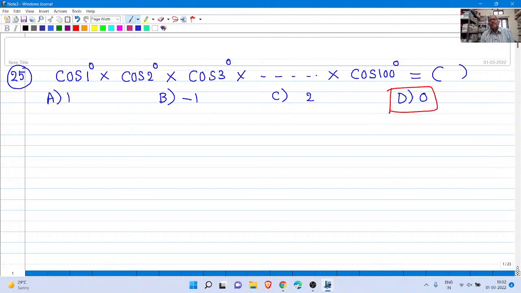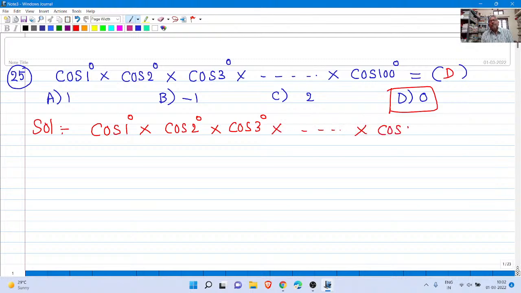D is the right option. Let me explain. See, one of the values of this product will be 0. Cos 1 degree into cos 2 degrees into cos 3 degrees and so on. Before cos 100 we have cos 90 also. Cos 90, we know the value, that is 0. So 0 into something, you will be getting 0. Our answer is 0. Yes, D is the right option.